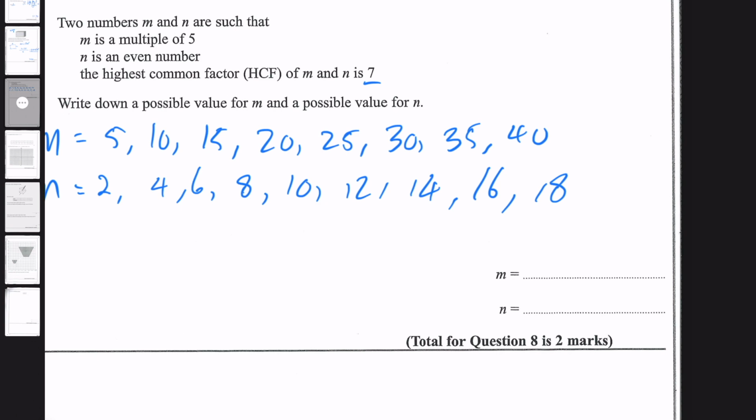So for M, it's going to be 35 because that's 5 times 7. And for N, it's got to be 14 because that's 7 times 2.